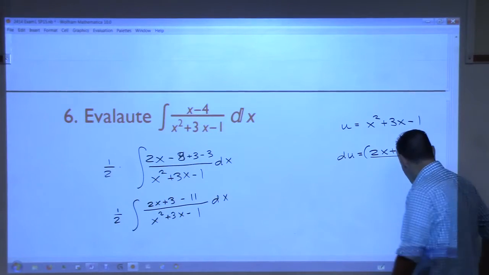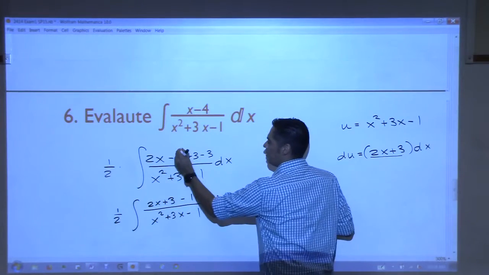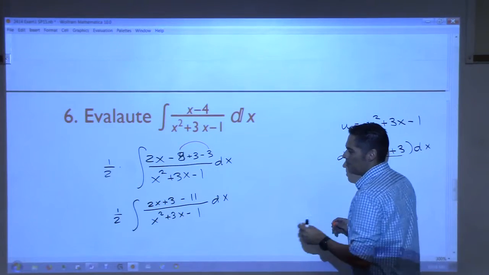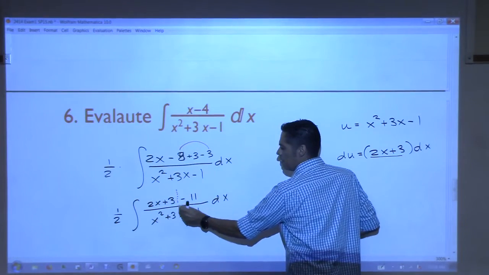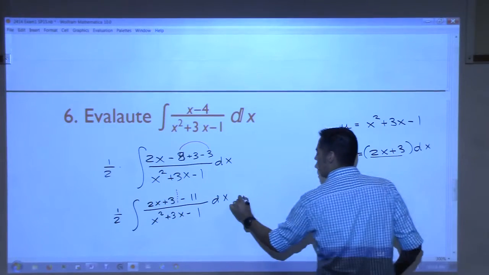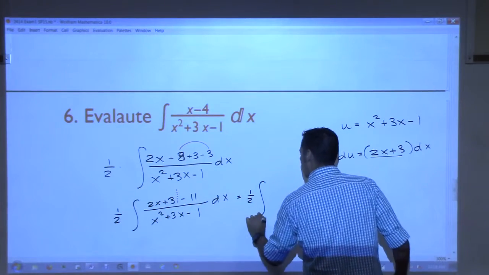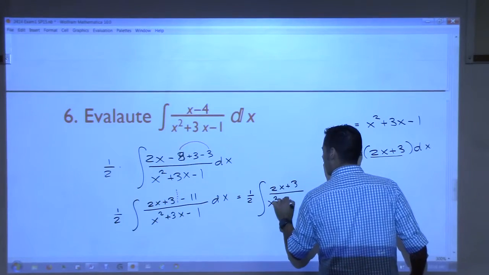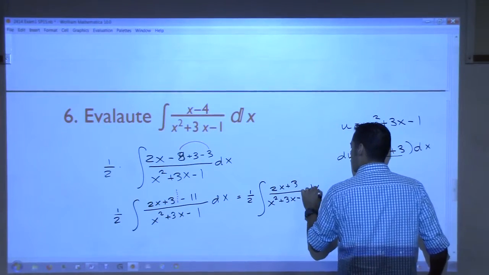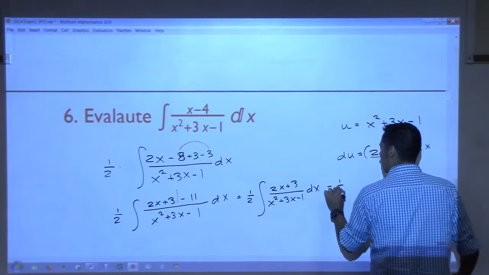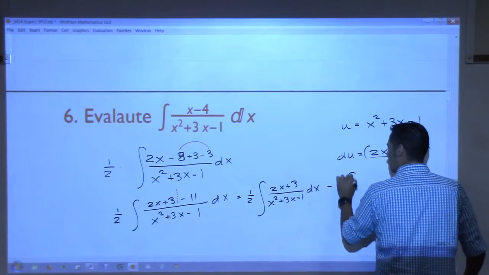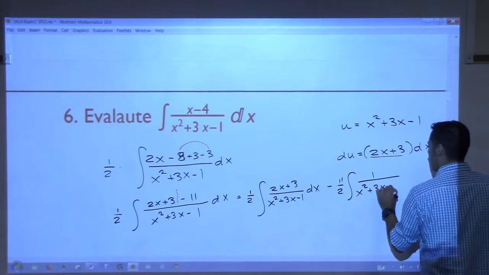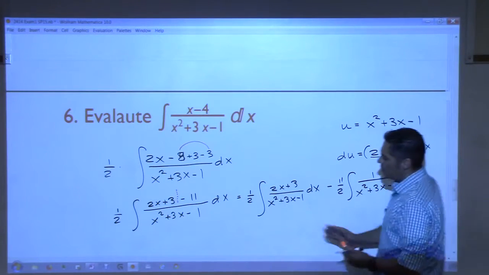So I did a very tricky thing: I put these two together and then put those next to one another. Now I'm going to split this into 2 integrals. The first integral is 1/2 integral of 2x plus 3 over the denominator x squared plus 3x minus 1. The next integral is minus 11/2 integral of 1 over x squared plus 3x minus 1. So I split it right here.